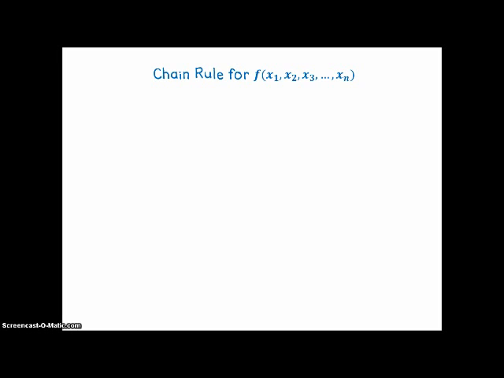Chain rule for a function in n variables, because in math, in calculus, we're not confined to 2 or 3 variables. We can have as many variables as we wish. This is sometimes called a function in Rn, or in n-dimensional space.